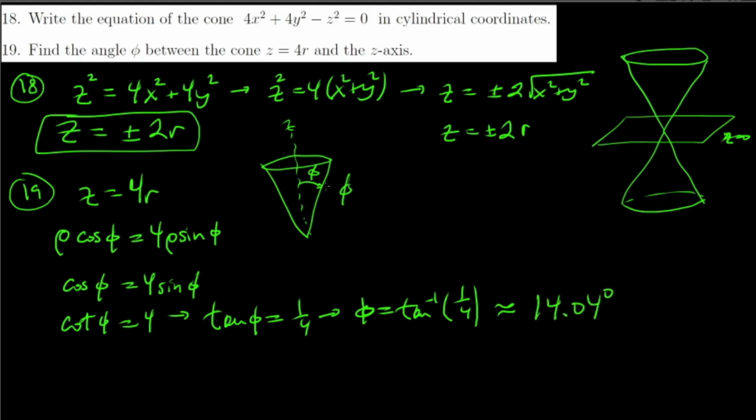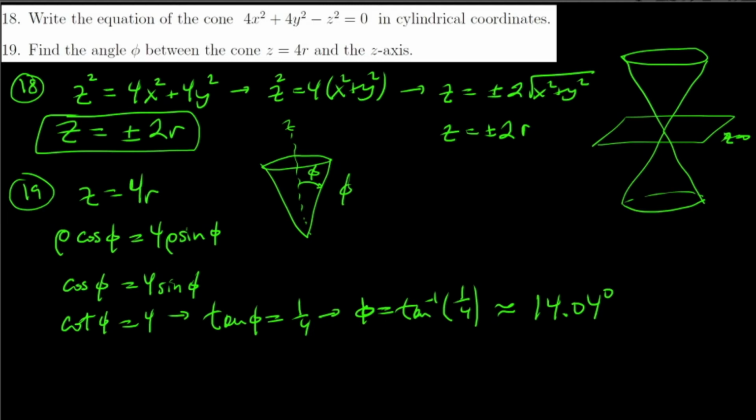Yeah, so a fairly narrow cone. In fact, I drew it a bit exaggerated. But I think that's it. Yeah, that's the central angle. I guess I was going to do radians, but that's not necessary. So 18 and 19.